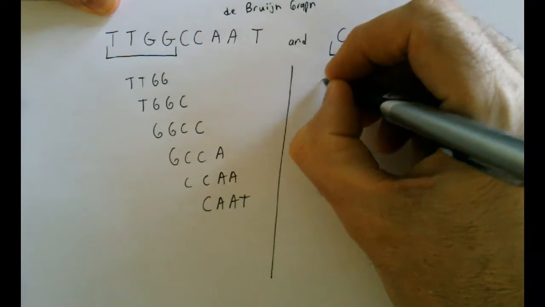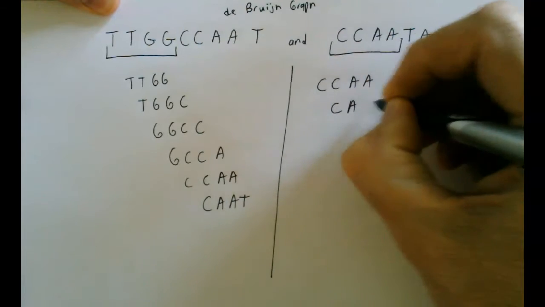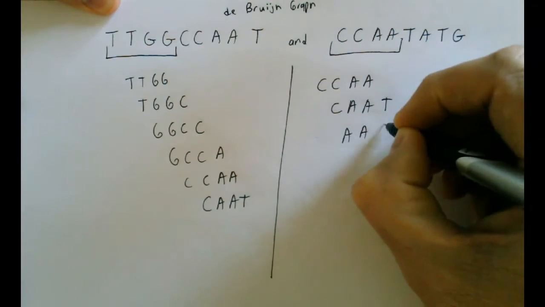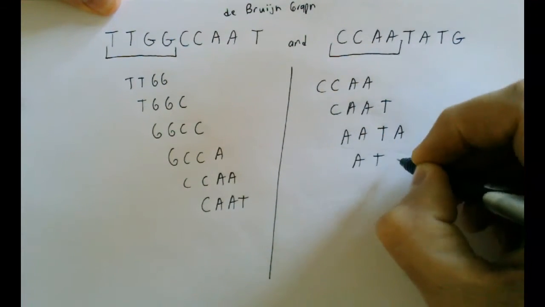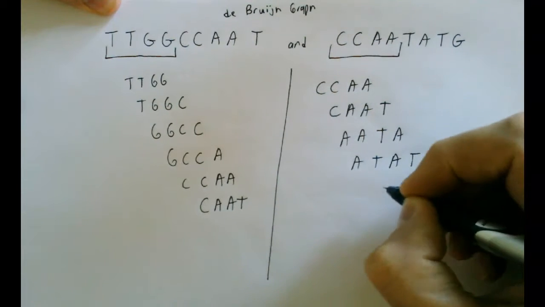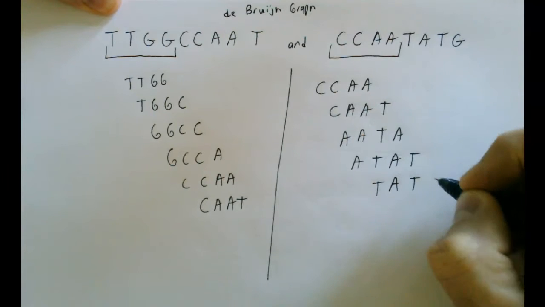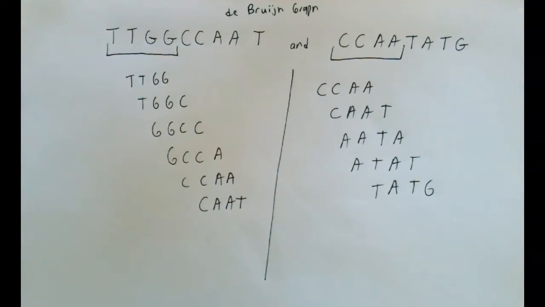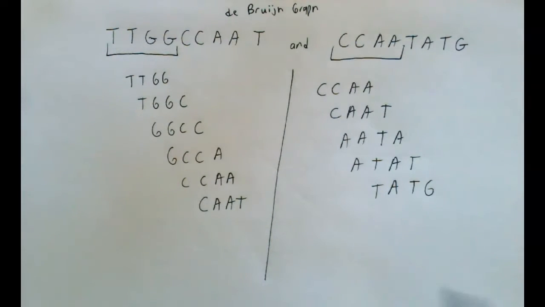So C, C, A, C, A, T, A, T, A, T, and then finally T, A, T, G. And you can see here that obviously this one's a little shorter, because this one happens to be just 9 nucleotides long and this one's 8.